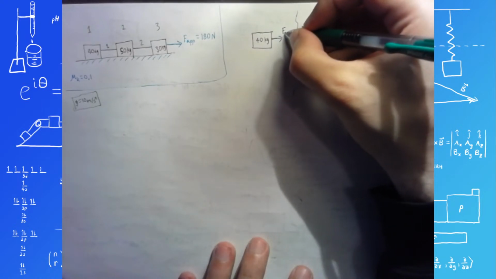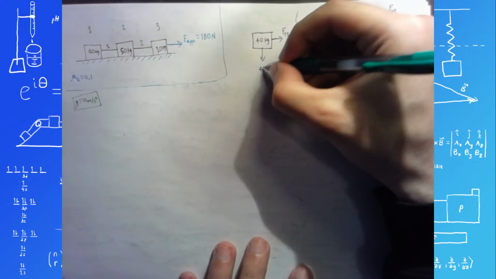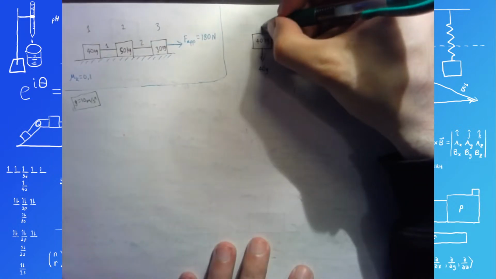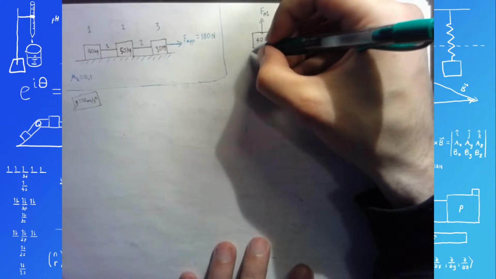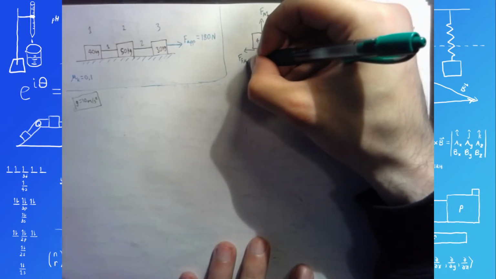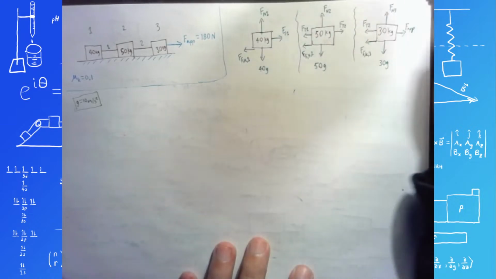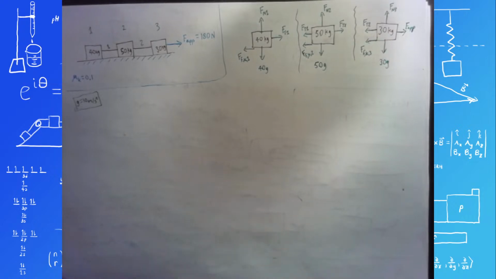Force of tension 1 to the right. Of course, 40g downward. Normal force 1 upward. Force of kinetic friction 1 to the left, and that's it. There's no rope or pushes or pulls coming from the left-hand side of that block, so we are done. At least with the diagramming phase.